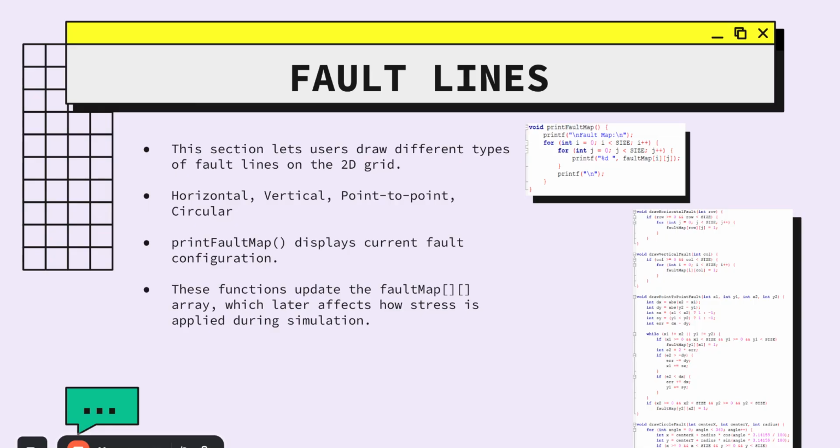The draw point to point fault function uses Bresenham's line algorithm to draw a diagonal line between any 2 points, and calculates the difference between x and y. The draw circle function draws a circular fault by calculating x and y positions based on angle and trigonometric functions. It loops from 0 to 360 degrees.